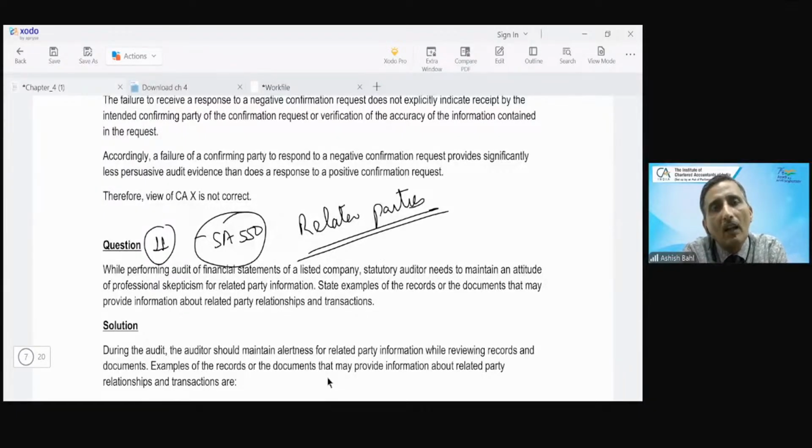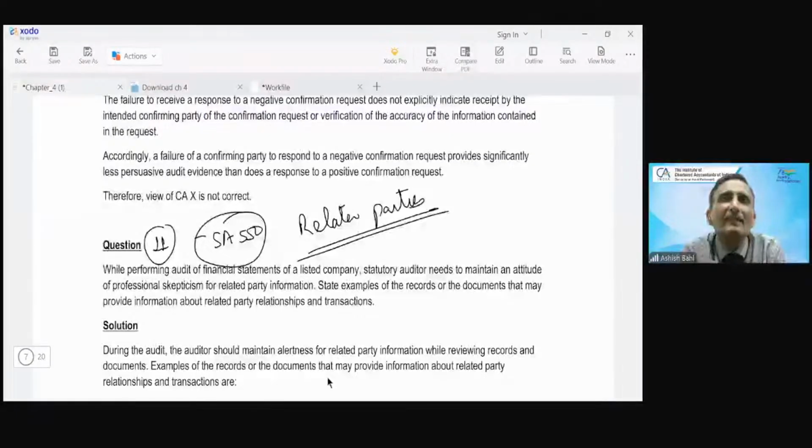So my question to you is, are all transactions with related parties bad? Should these not be entered into? Tell me. Are these transactions always to be frowned upon? Do they have to be avoided? No, this is not the case.